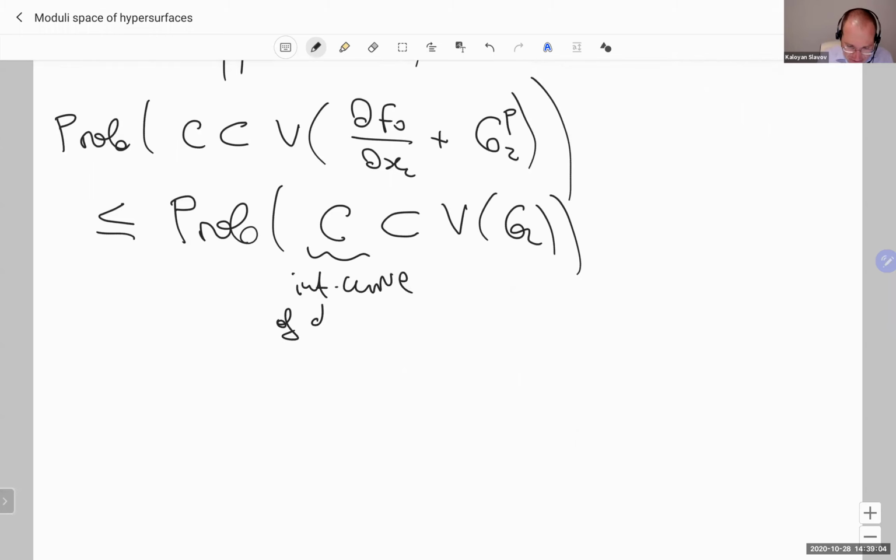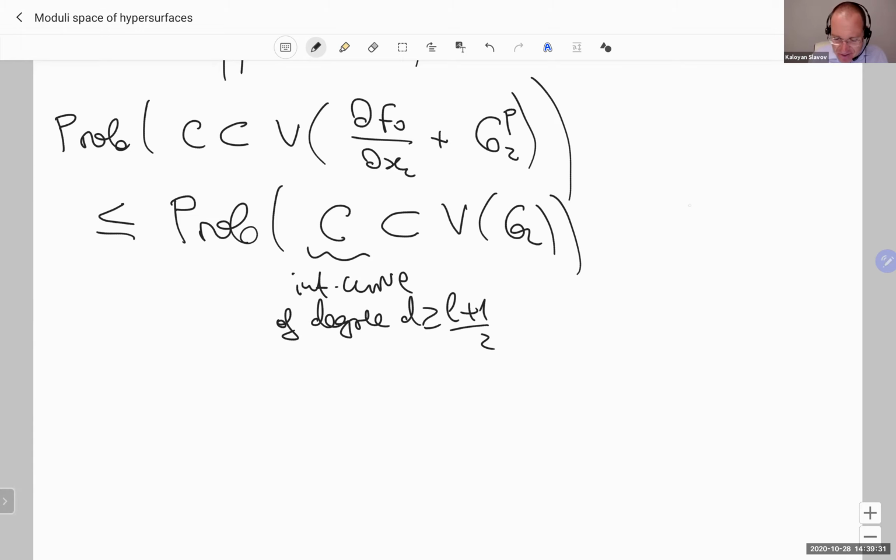Integral curve of large degree, (L plus 1)/2. I have to bound the number of hypersurfaces that contain a given curve of large degree. How do we do it? You degenerate C. That's the argument we had before. This argument, the degeneration argument, we use it once again.